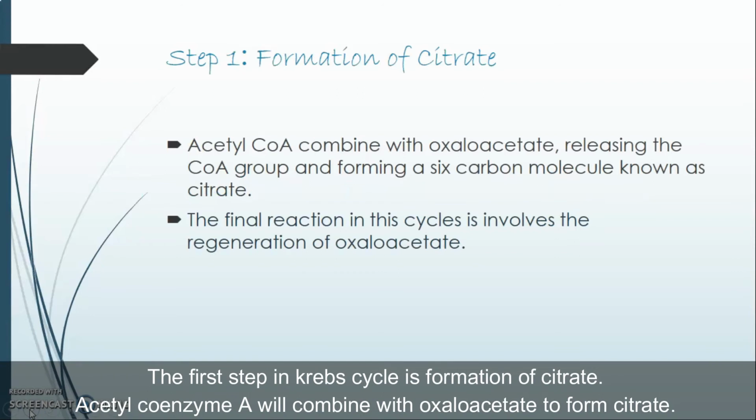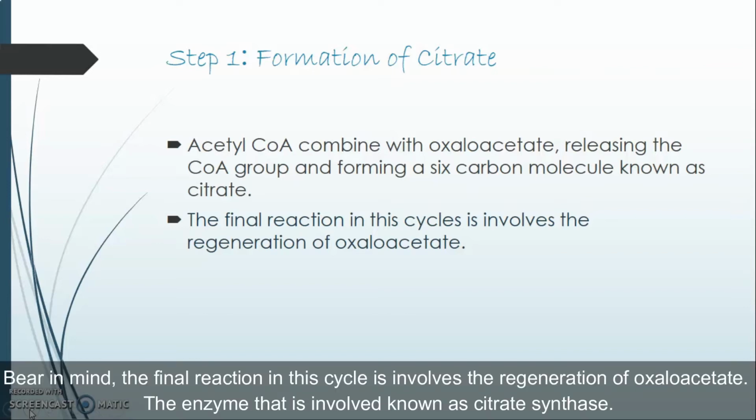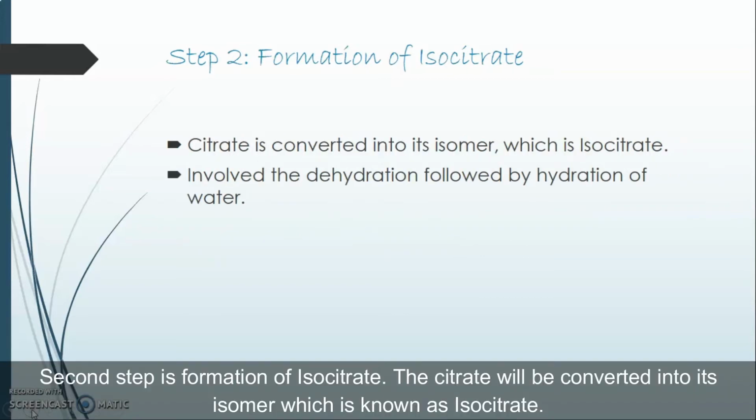The first step in the Krebs cycle is the formation of citrate. Acetyl coenzyme A will combine with oxaloacetate to form citrate. Bear in mind, the final reaction in this cycle involves the regeneration of oxaloacetate. The enzyme involved is known as citrate synthase. The second step is the formation of isocitrate.